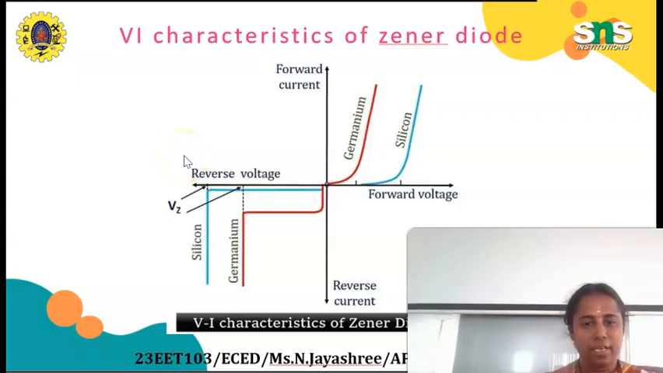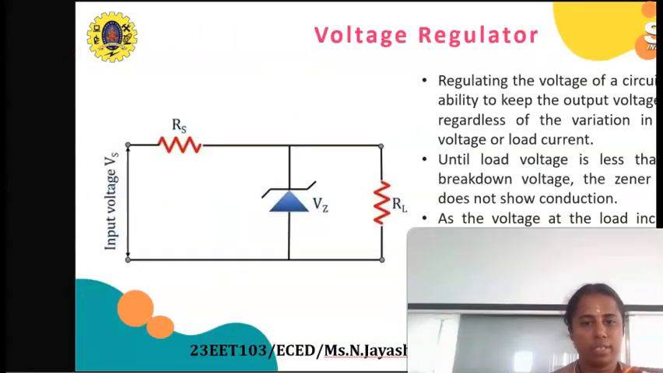Here the VI characteristic is indicated by two separate lines. In reverse voltage, the silicon current is constant until it reaches a certain value, and germanium reaches it at a value below the silicon value. In forward current and forward voltage, germanium increases more than silicon.